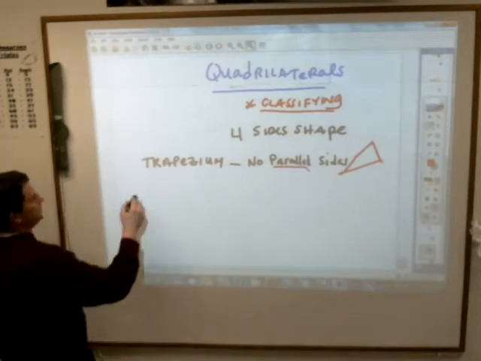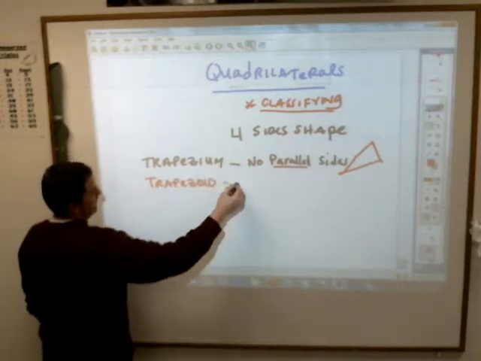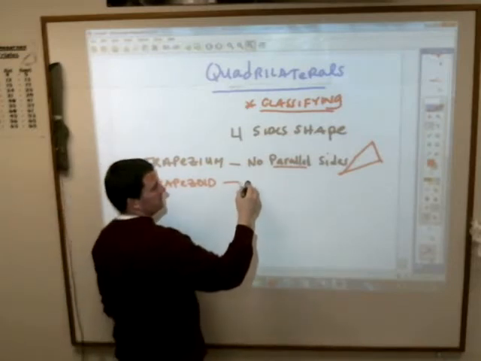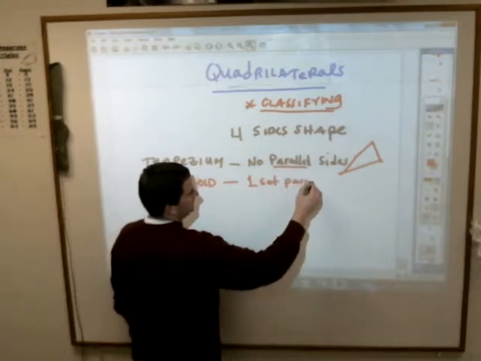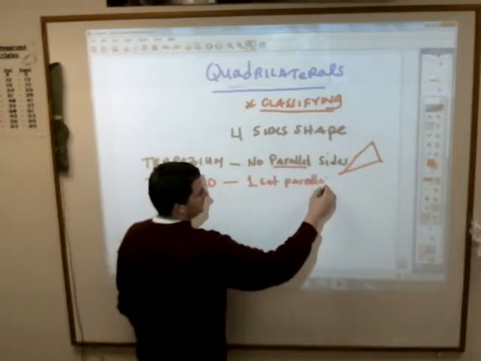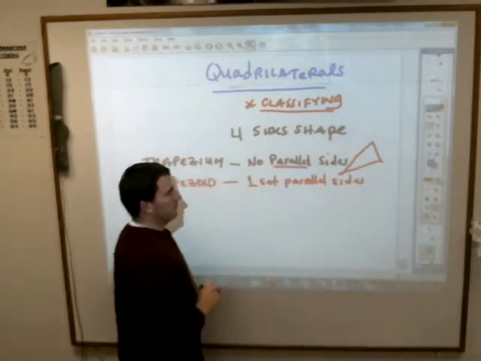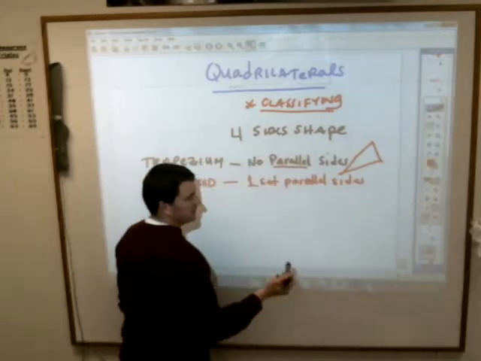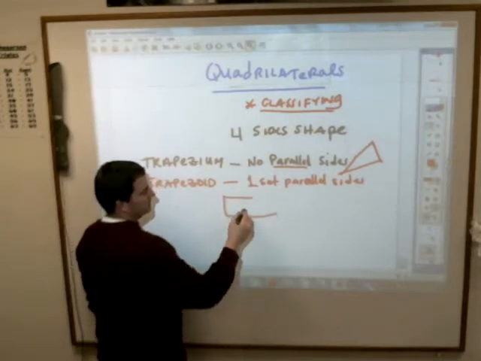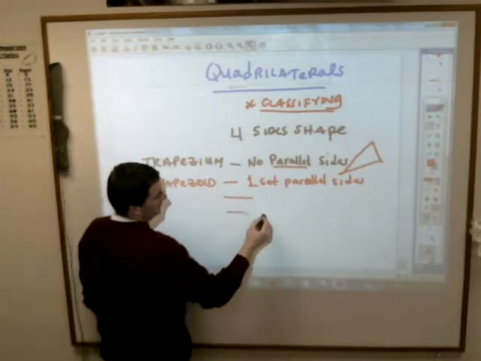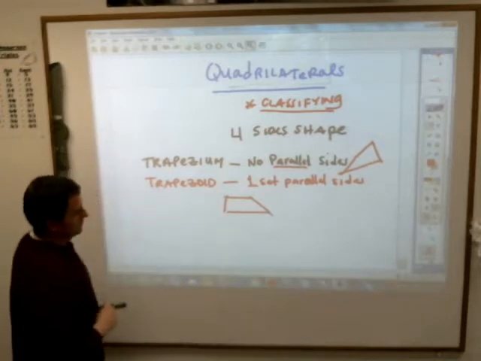The next one is a trapezoid. A trapezoid has exactly and just one set of parallel sides. One set of parallel sides. Which means this. I always start with the parallel side so you don't have to worry about it. One side, a second side, one side, a second side, a third side. These two sides are parallel, so this is a trapezoid.